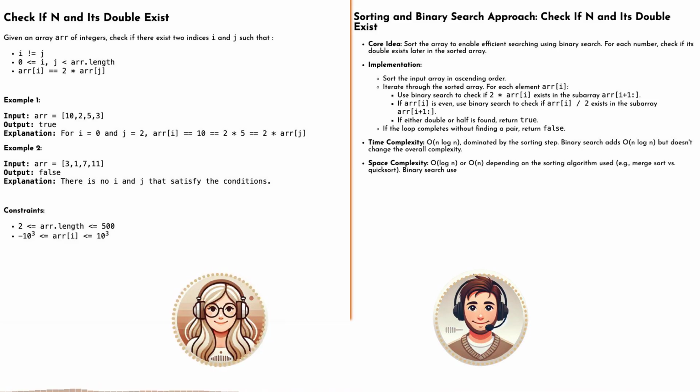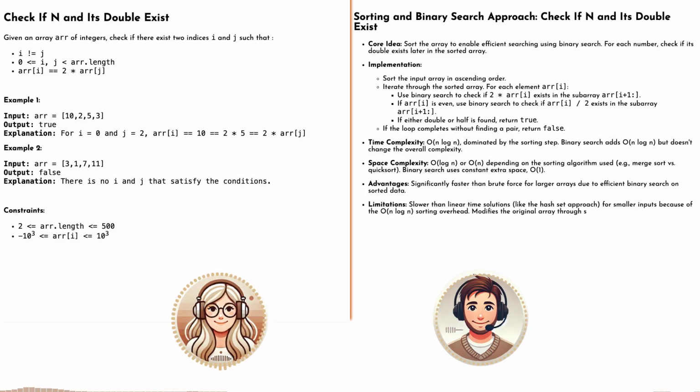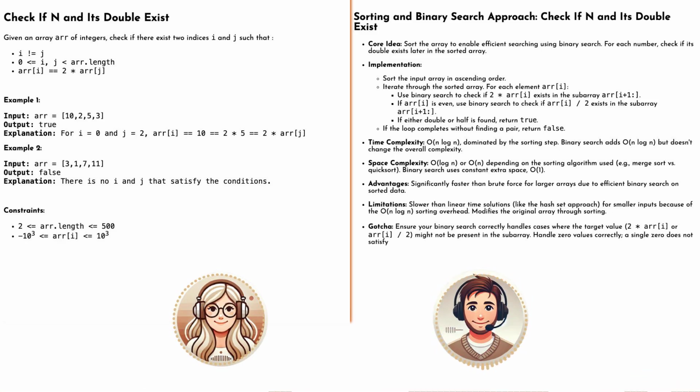Remember how binary search works? Yeah, it's like looking up a word in a dictionary. You keep halving the search space until you find what you're looking for. Right, and since our array is sorted, we know exactly where to look for the double of a number. So we sort the array first, and then for each number we use binary search to see if its double is in there. You got it.